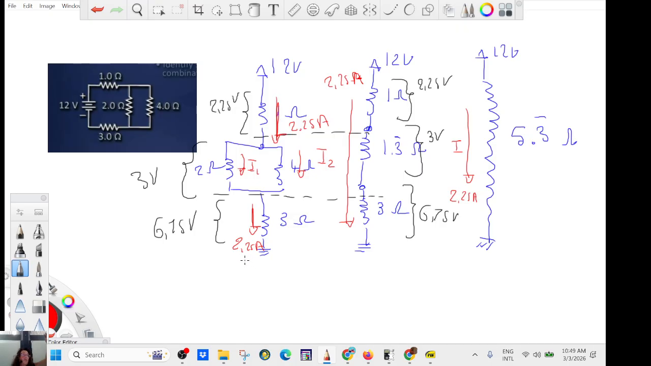Is that clear? You have to imagine a mountain, you drop and you drop and you drop. You go down. You flow. It's like a flow. So I1 will be 3 divided by 2. And I2 will be 3 divided by 4.